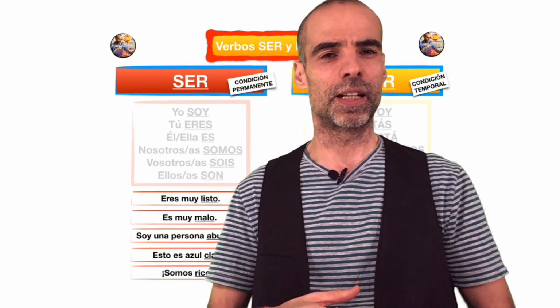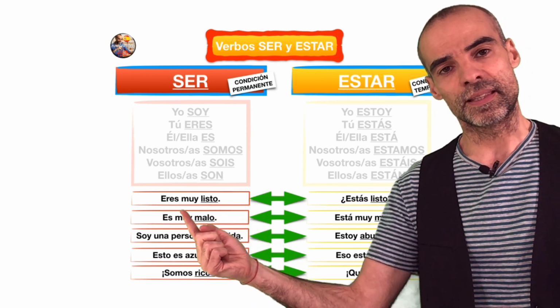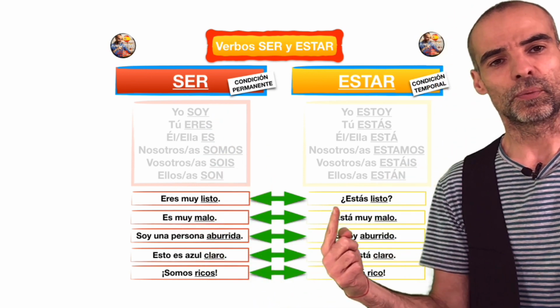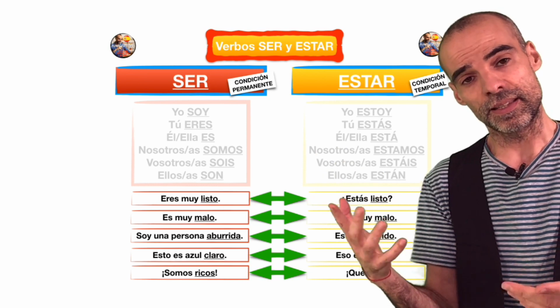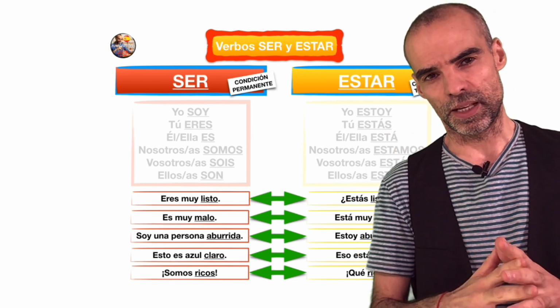And these are the 5 adjectives I've decided to teach you today in this lesson because I think we use them very often. As you can see, we have the adjective here, listo, in a sentence with the verb to be, and we have listo in a sentence with the verb estar. Let's see how it changes the meaning, okay?